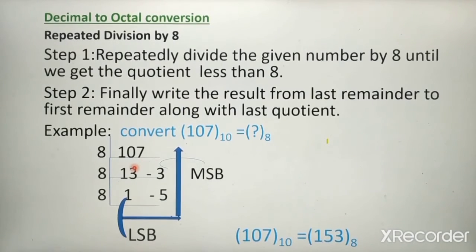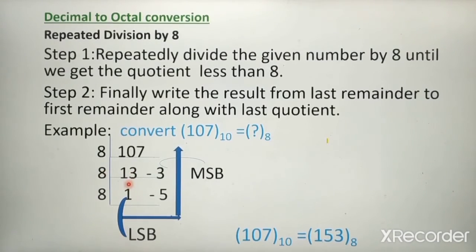So again we have to divide the new quotient by 8. Now we are getting 1 as a quotient and 5 as a remainder. 1 8 is 8, so 5 is the remainder. So again you check whether the new quotient is less than 8 or not. Yes, it is less than 8. So we can stop the process and write the result.